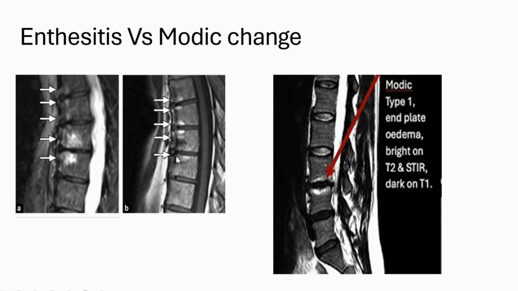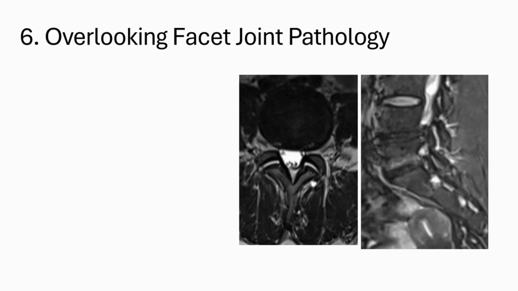Enthesitis is mostly due to inflammatory arthropathy, and is more specific for ankylosing spondylitis, whereas Modic change is a degenerative change due to biomechanical inflammatory change, and both show post contrast enhancement. Enthesitis is pathological, whereas Modic change is a degenerative change. These two pathologies must be differentiated from one another. Now, overlooking facet joint pathology.